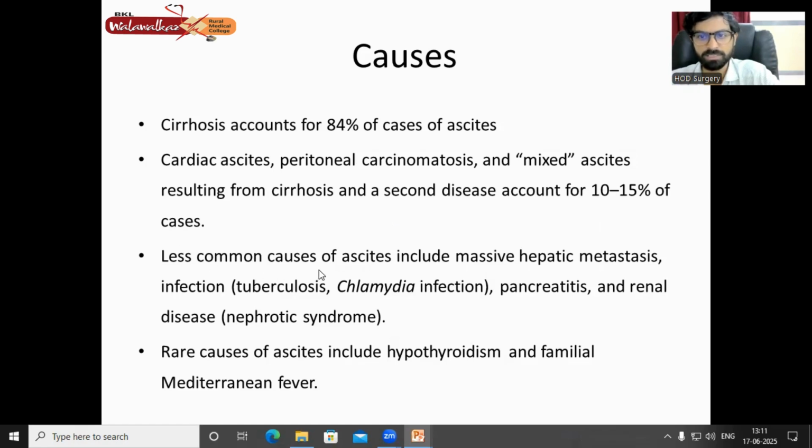Less common causes are massive hepatic metastasis, infections like tuberculosis and chlamydia, although tuberculosis is quite common in India also. Pancreatitis and renal disease like nephrotic syndrome. All these contribute a lesser portion of causes of ascites. And rare causes are hypothyroidism and FMF, which is familial Mediterranean fever, which is more common in the Middle East.